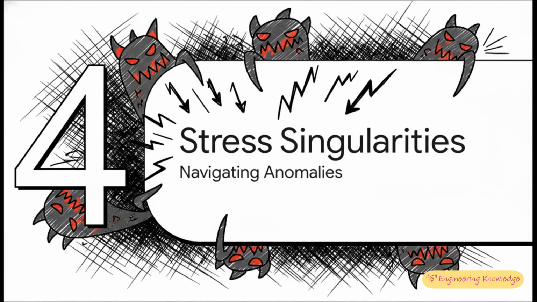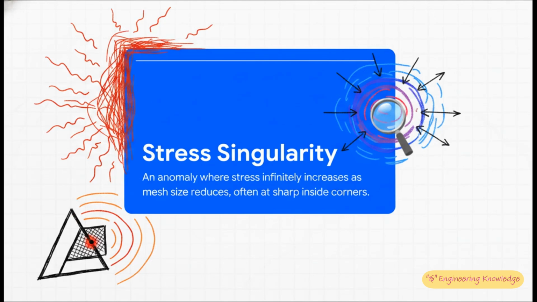Now let's step into Section 4, Navigating Stress Singularities. Okay, it's time to talk about the hidden monsters lurking inside FEA models. A stress singularity is essentially an analytical anomaly. It's totally different from a normal stress concentration, which eventually levels off as you refine your mesh. A singularity is a spot where the mathematical stress infinitely increases the smaller you make your elements.